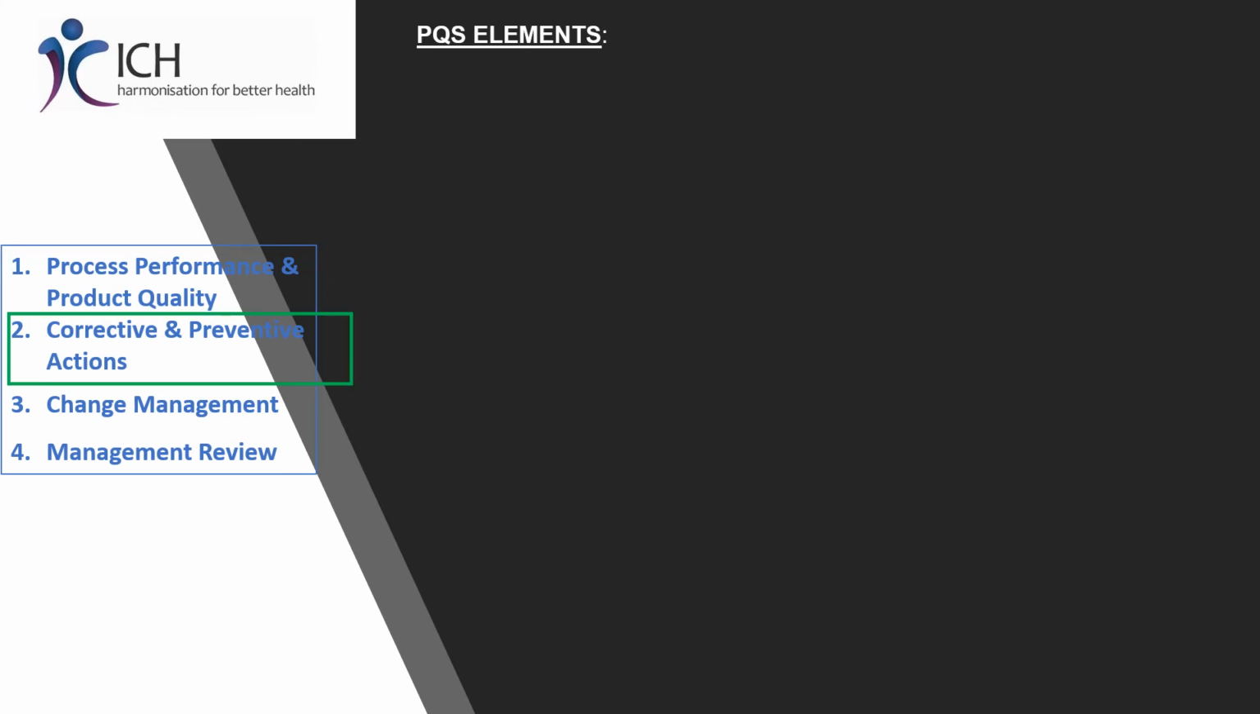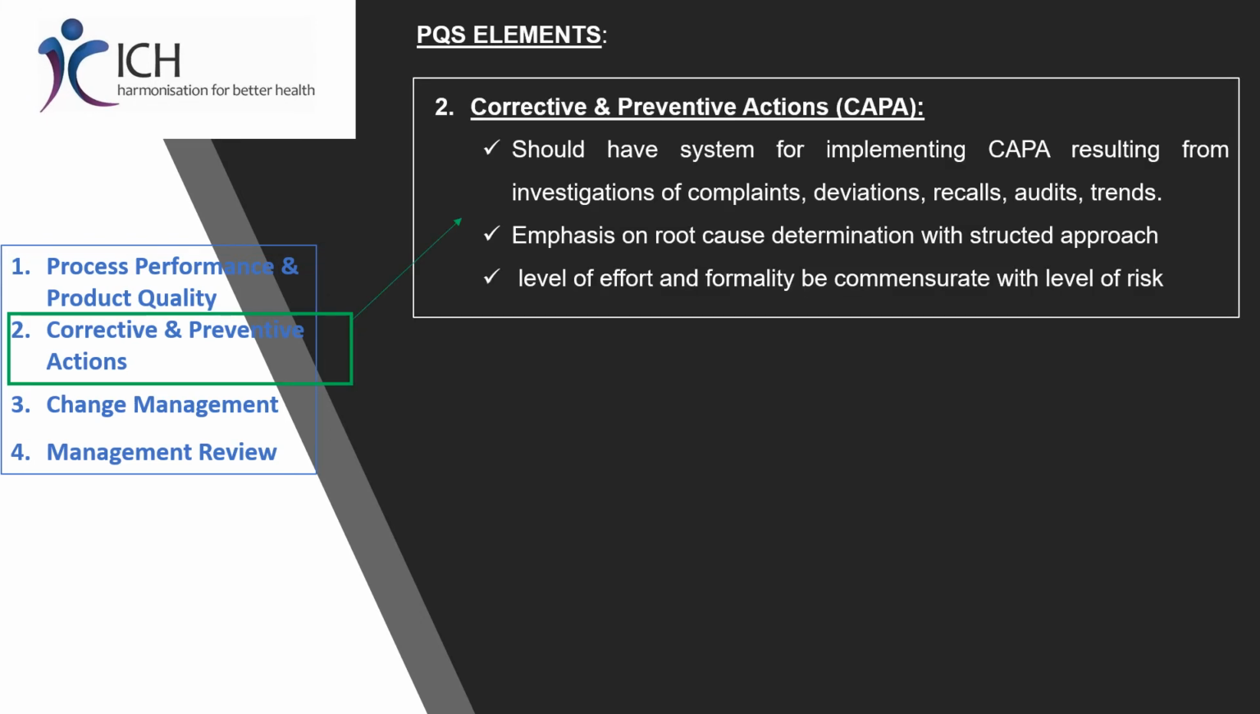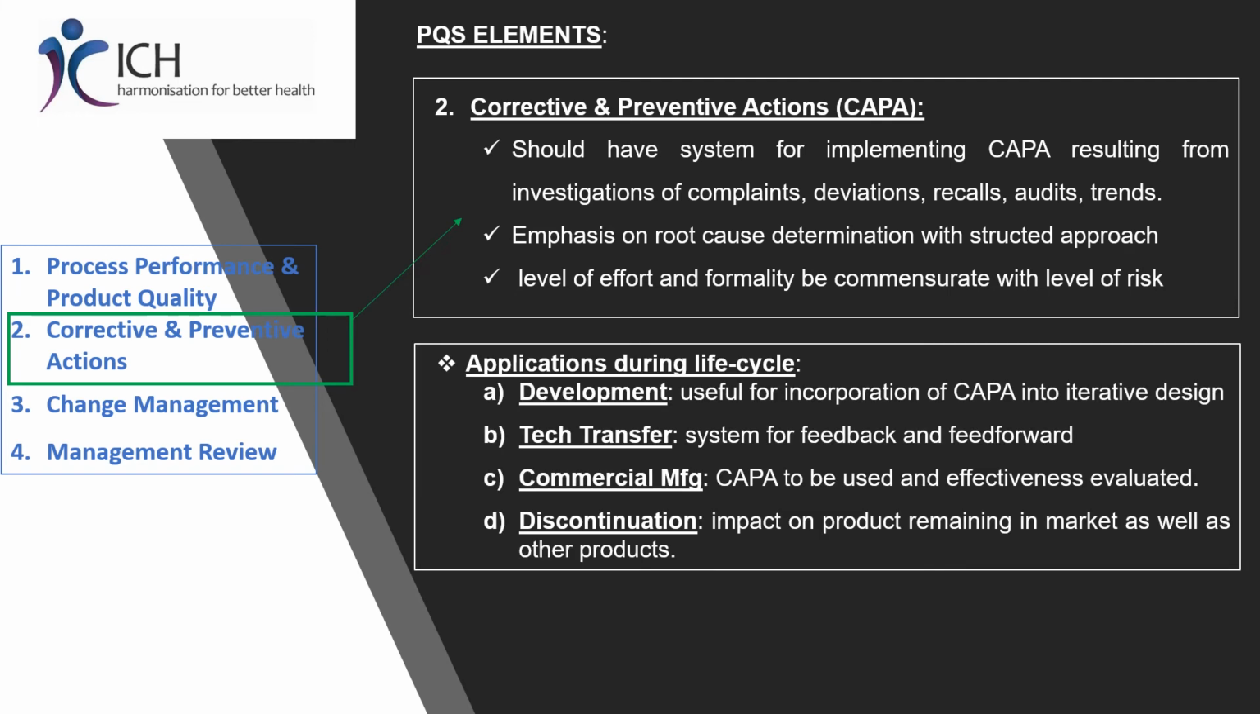The second important element is the corrective and preventive action. A CAPA system should be in place for implementing actions resulting from the investigation of complaints, deviations, recalls, audits and trends. Emphasis should be on the identification of root cause with a well-structured approach. Level of effort and formality should be commensurate with the level of risk.